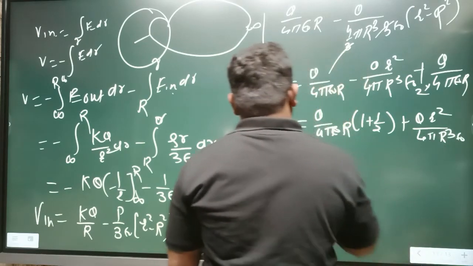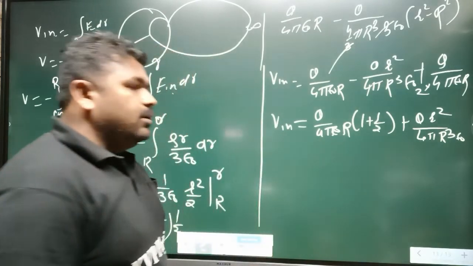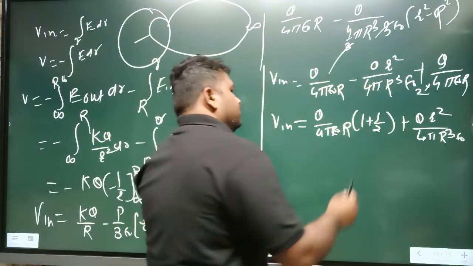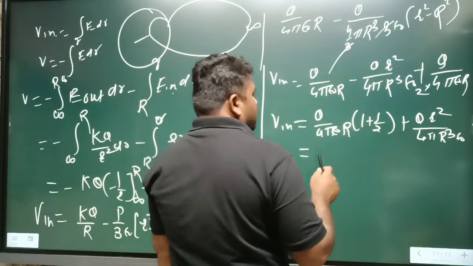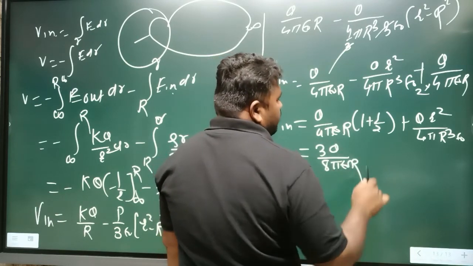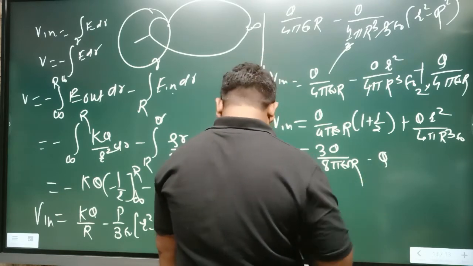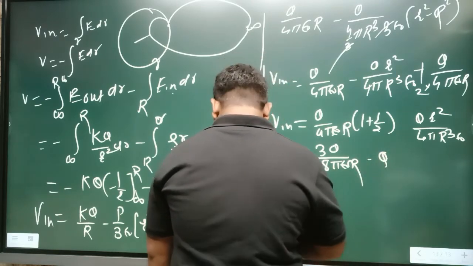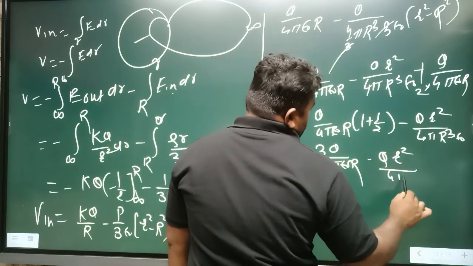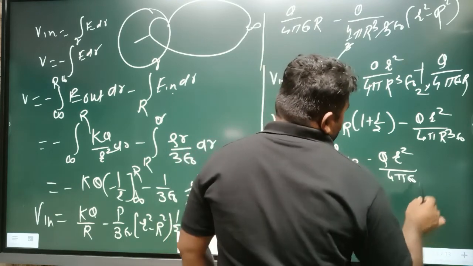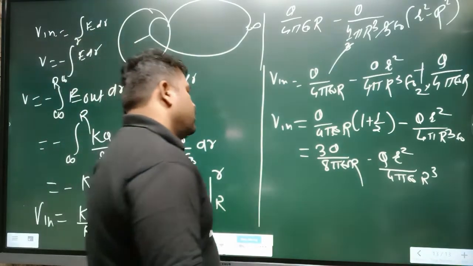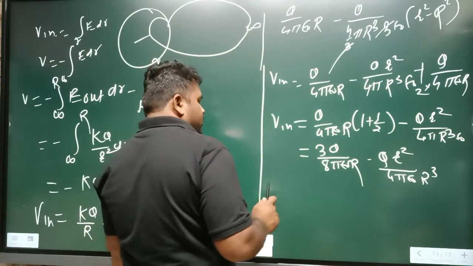Dimensionally, this one is correct. Dimensionally, simply KQ upon R. Means 1 plus 1 by 2, 3Q upon 8 pi epsilon naught R, minus KQ R square upon 4 pi epsilon naught R to the power 3. Dimensionally, R square gets cancelled, 1 by R. Dimensionally correct. Okay, suppose we want to find out the potential at the center.